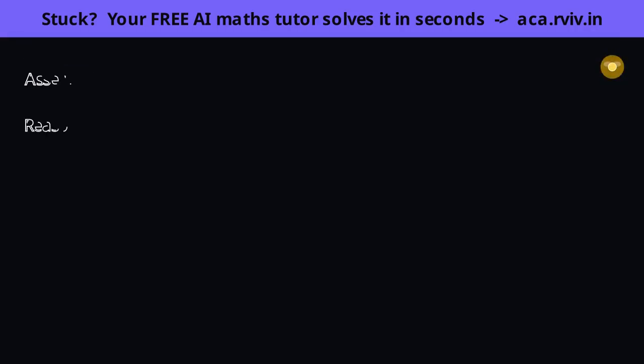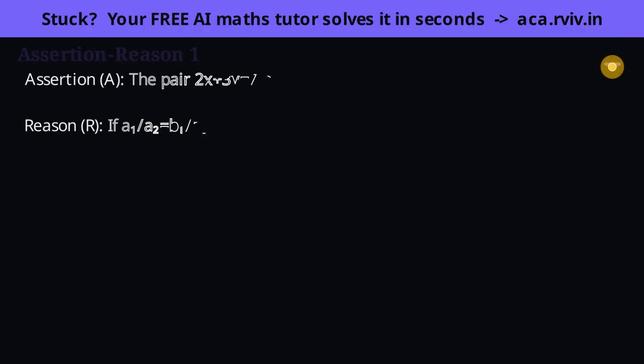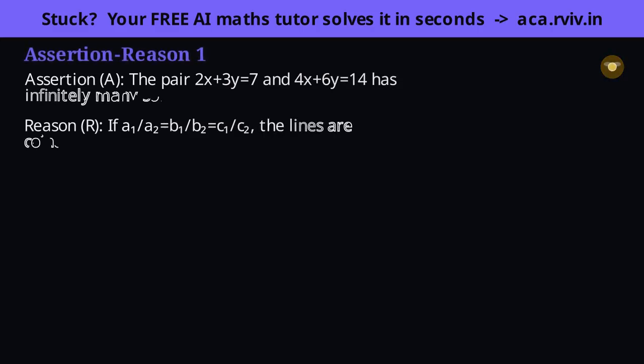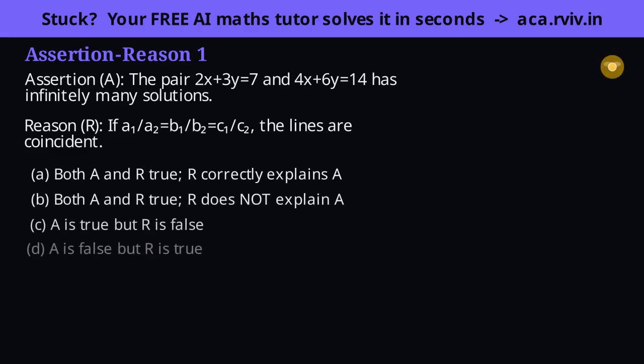Assertion reason has three separate checks, and you must do all three carefully. 1. Is the assertion true on its own? 2. Is the reason true on its own? 3. The subtle one, even if both are true, does the reason actually explain the assertion? Let's test each. Which option is correct?